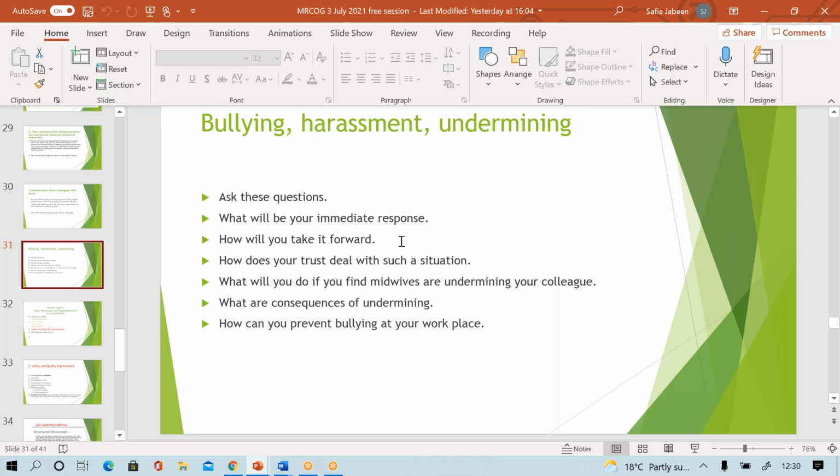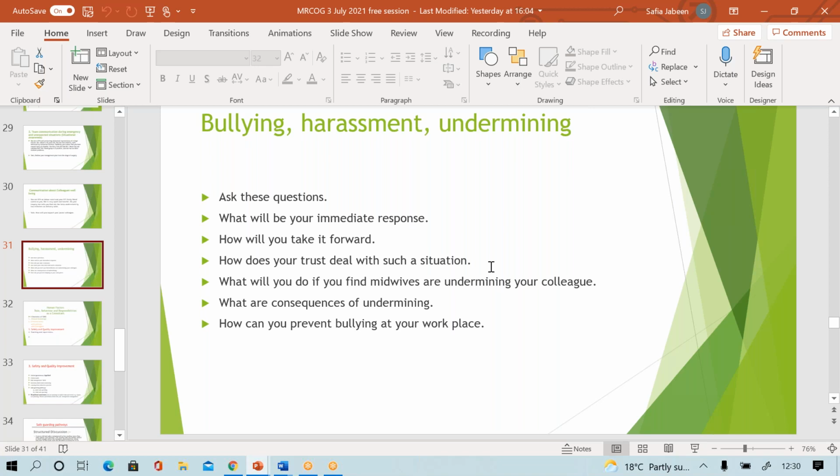That will involve that you will encourage that person to find out, has she done anything? You will encourage her to do something about it, because it must stop. It's going to affect you. It might be some other colleagues might be getting bullied as well. So how does your trust deal with such a situation? The trust has a trust policy.